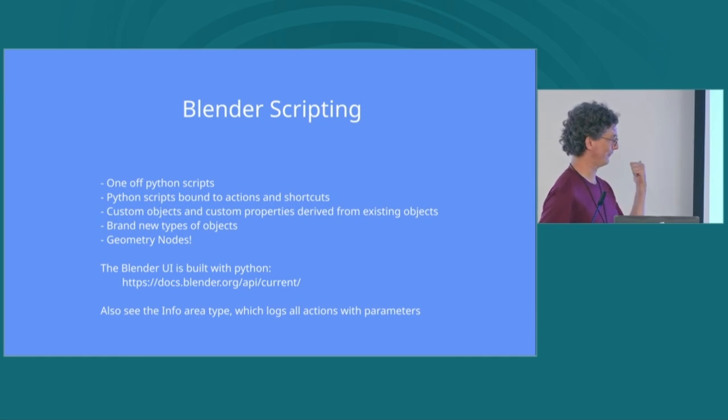So there's one-off scripts. You can bind keyboard shortcuts or mouse shortcuts even to particular scripts to have things happen. You can assign custom properties to existing objects or create bigger objects or brand new objects with new behaviors. And you can make completely brand new types of objects, and then the geometry nodes.